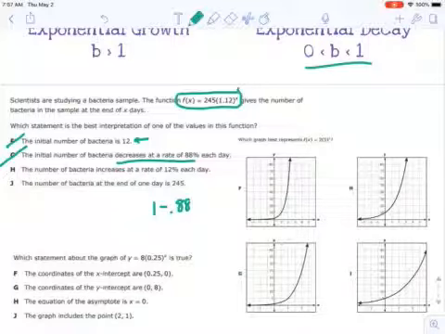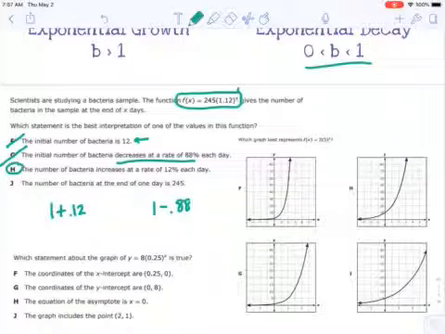The number of bacteria increases at a rate of 12%. Well, that'd be 1 plus 0.12, or 1.12, sorry. And that does seem to work. So I'm thinking the answer is H. And then J, the number of bacteria at the end of one day is 245. Well, that doesn't make sense because we're starting with 245. So the answer there has to be H.